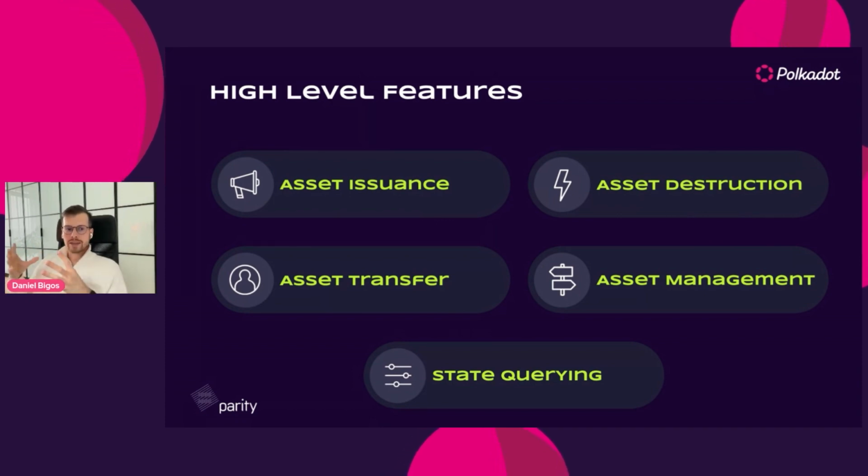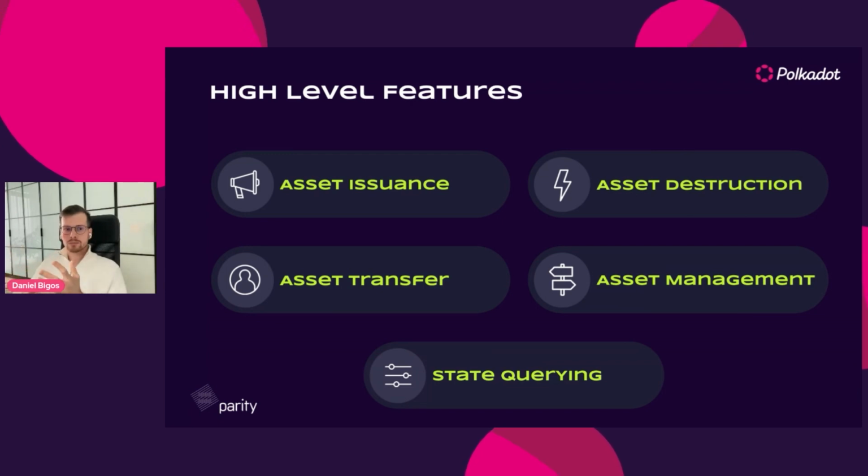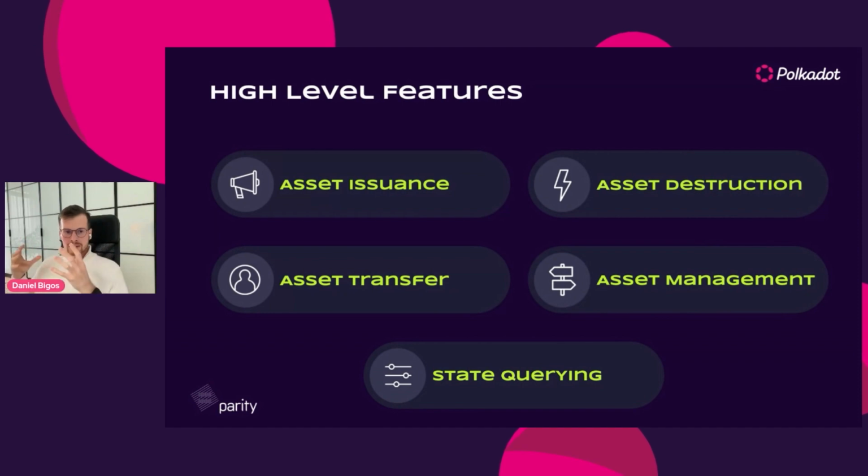Also, the assets pallet enables people to destroy assets, get rid of them. It also introduces some kind of asset management, like setting metadata, setting roles, setting status for the asset. It will be covered later. And for sure, we have some functionalities for state querying. With state querying, we can check the balance of an account, I mean, how much of the asset that account owns. We can also check the total supply of an asset, so it's the total amount of the asset that has been minted on a chain and stuff like that.